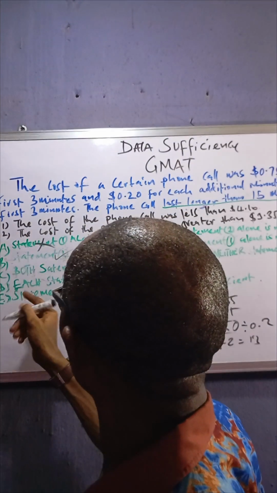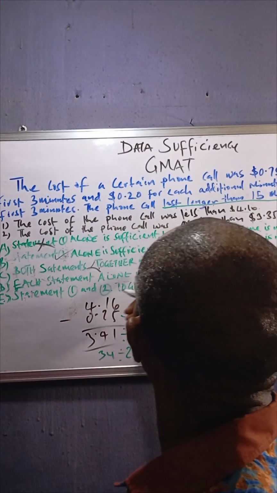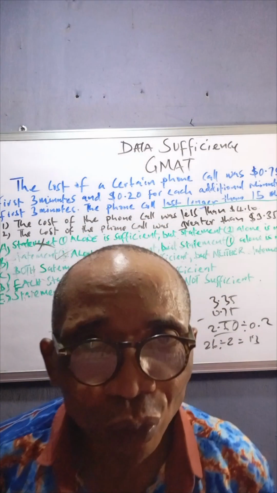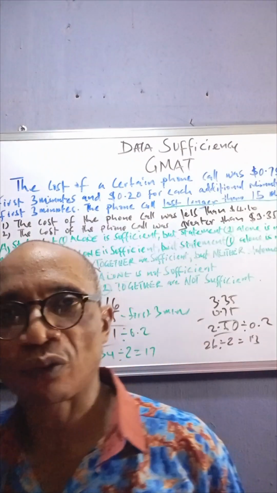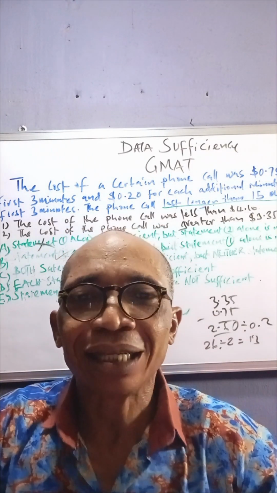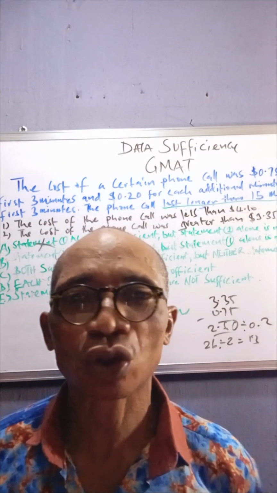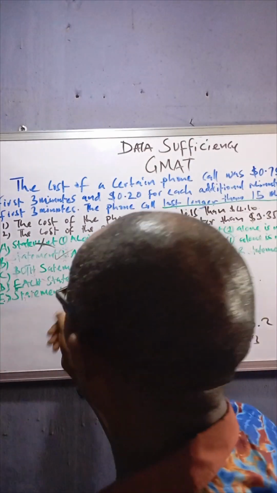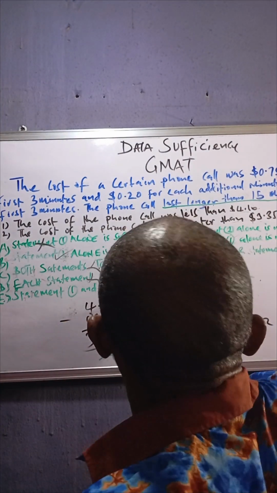We go to D: each statement alone is not sufficient. This is also wrong, because each statement alone cannot be said not to be sufficient, because statement 2 is sufficient, but statement 1 is not sufficient. So we cannot say that because statement 1 is not sufficient, statement 2 is also not sufficient. Individually, 2 alone is sufficient. Then E: statements 1 and 2 together are not sufficient.